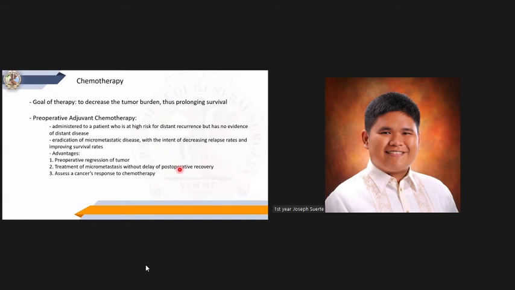So advantages include preoperative regression of tumor. So they make the tumor smaller so that it can be easier to resect. Treatment of micrometastasis without delay of post-operative recovery, and assess a cancer's response to chemotherapy. But there's also a caution in using your neoadjuvant chemotherapy, especially for resistant tumors like your sarcomas, as doing neoadjuvant treatment causes a delay in surgery.